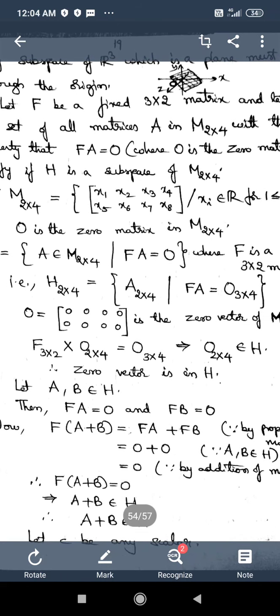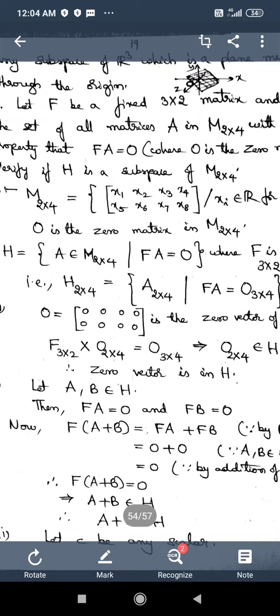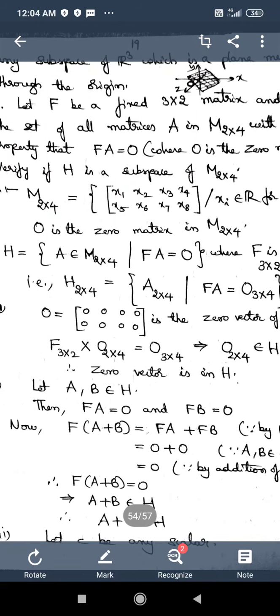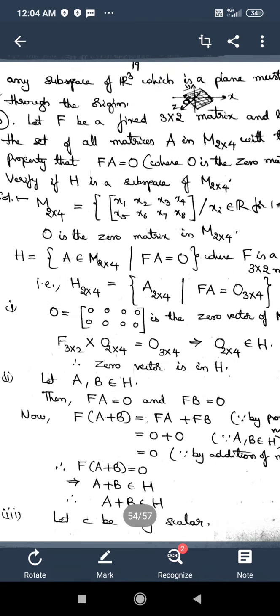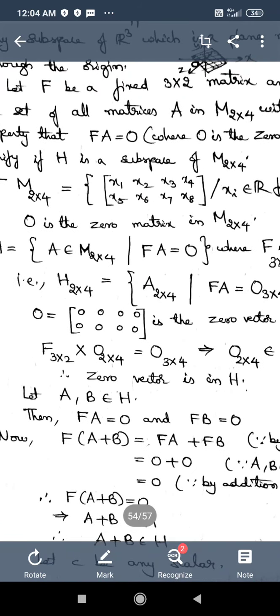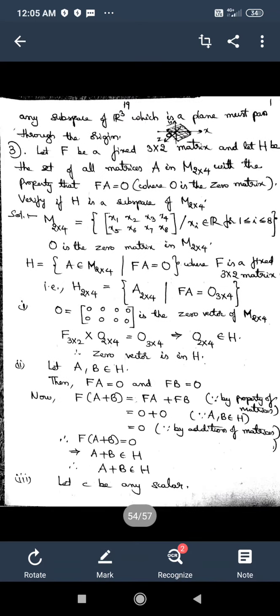FA will be equal to O, where O is the 0 matrix. If this happens, then that A will be an element of the subset H of M2x4. So for a matrix A to be an element of the subset H of M2x4, A should satisfy the condition FA is equal to O, where F is a fixed matrix of order 3x2. So how can we do this?